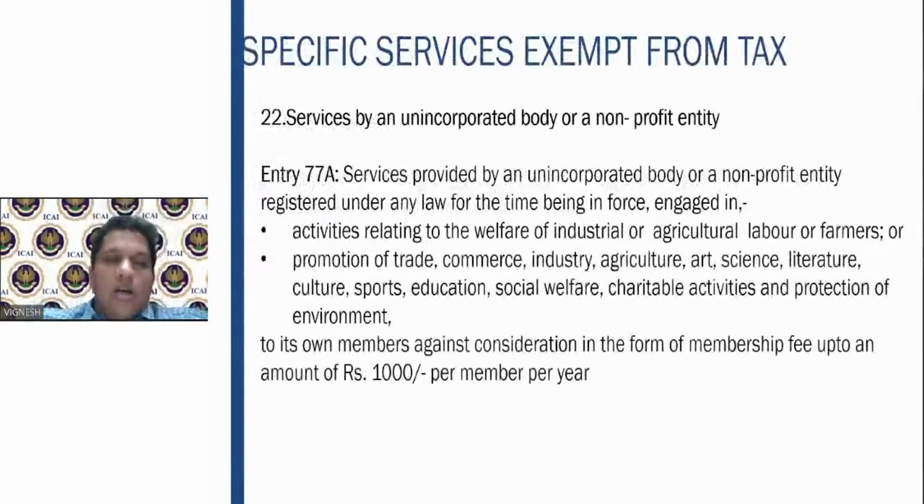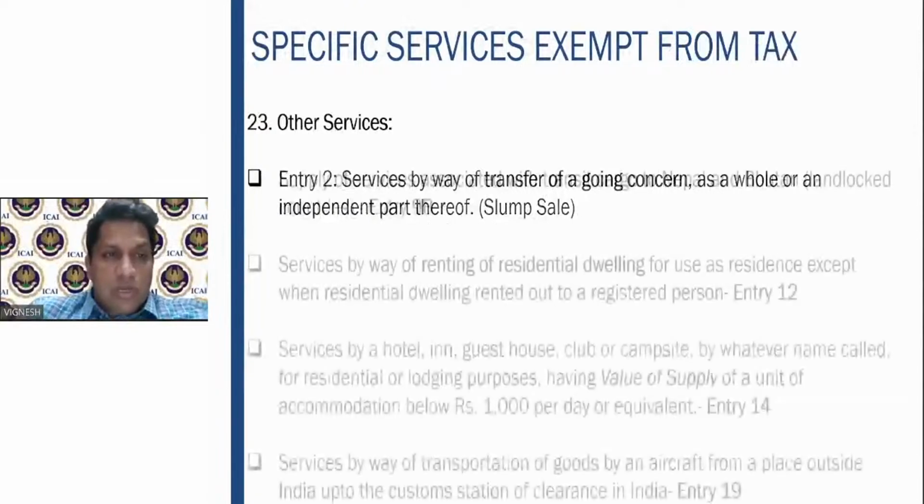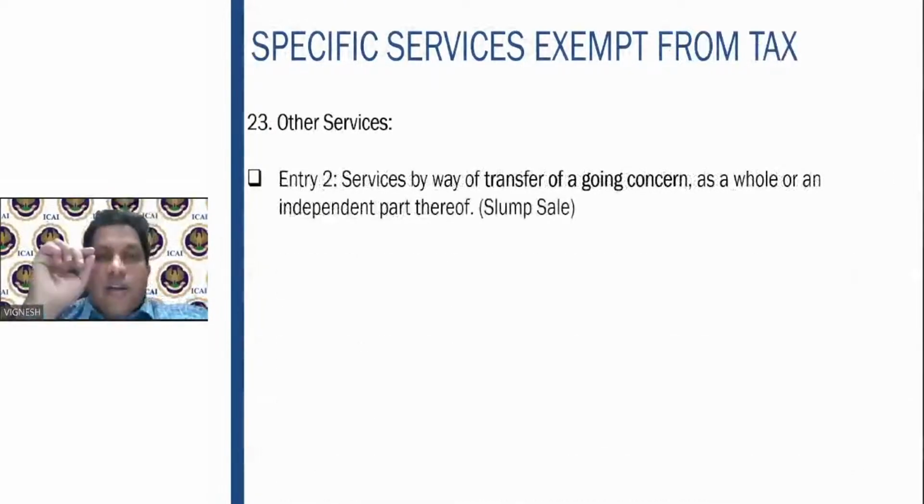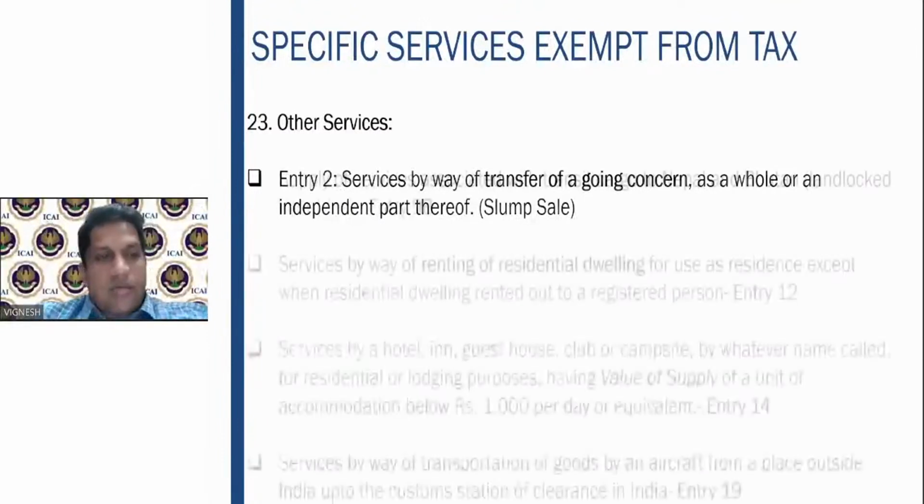Then also an unincorporated body or not-for-profit entity engaged in activities relating to welfare of industrial or agricultural labor or farmers, or promotion of trade and commerce, to its own members against consideration, membership fee up to 1,000. So all these chambers of commerce and multiple entities will be there. Up to 1,000 rupees per year is exempt. Membership fee more than that is chargeable to tax. Slump sale: if you are transferring a going concern as a whole or an independent part thereof by way of a slump sale totally, this is also exempt.